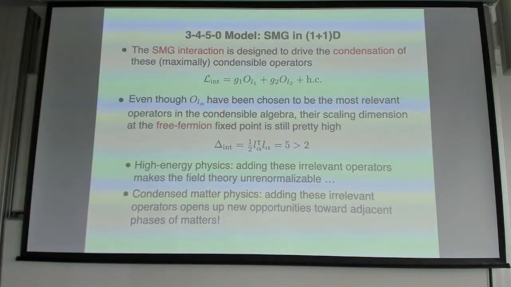So in high-energy physics, you may be very worried by adding these, I don't know, but Juven told me that adding irrelevant operator to a field theory makes it unrenormalizable, and some may get upset with that. But in condensed matter physics, we are just very happy doing that. Adding this irrelevant operator opens up new opportunities towards adjacent phases, which means this is irrelevant, right? So it flows to your phase fixed point. But if you add it strong enough, it pushes to another phase.